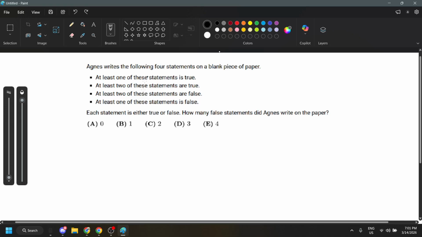That means that all of these are true, right? So if all of these are true, that means that at least one of these statements is true. That's correct. At least two of these statements are true. That's correct. At least two of these statements are false. That can't be true if all of these are true. At least one of these statements is false. That can't be true if all of these are true. So we can at least see that A is not an option.